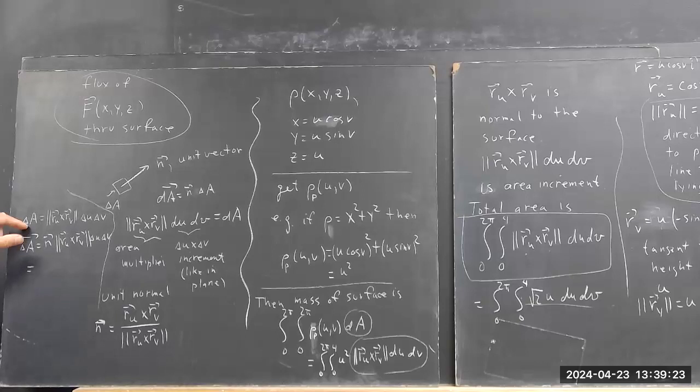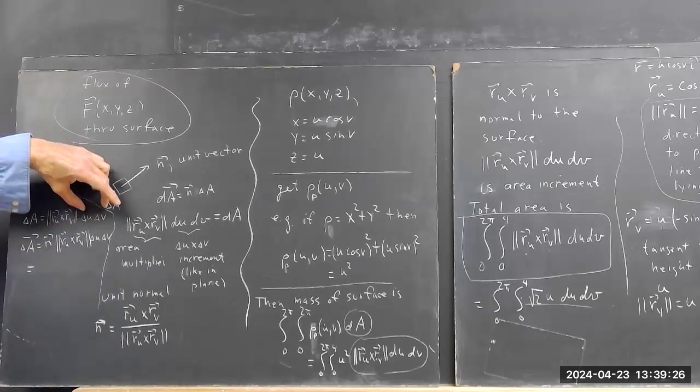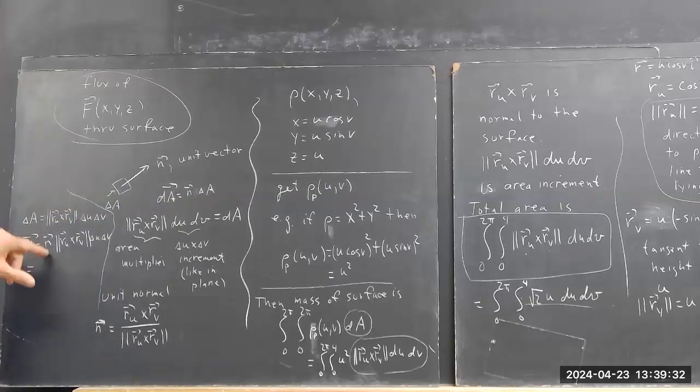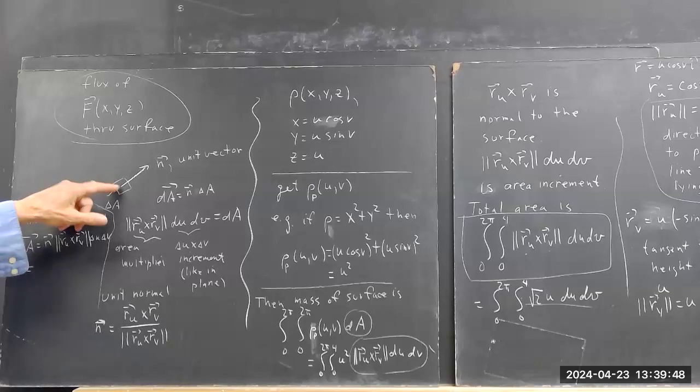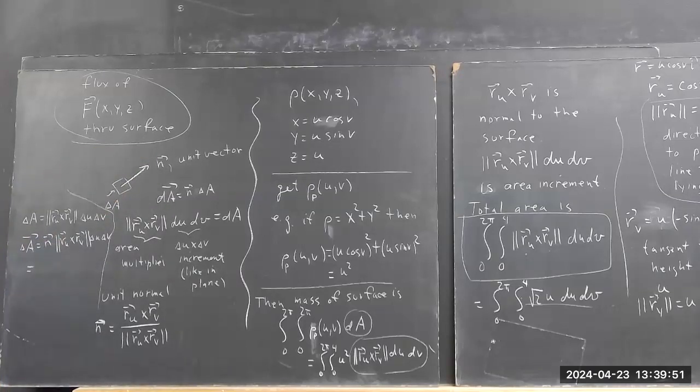Your delta A is just your area multiplier times your area in UV space. Your delta A vector, you multiply by the unit normal. And now you have a vector area increment that you can dot with your vector function and get the flux contribution, the component of flux parallel to the normal vector. Now, what's this? What's n? Well, n we just saw, there's your unit normal vector. Your RU cross RV is normal.